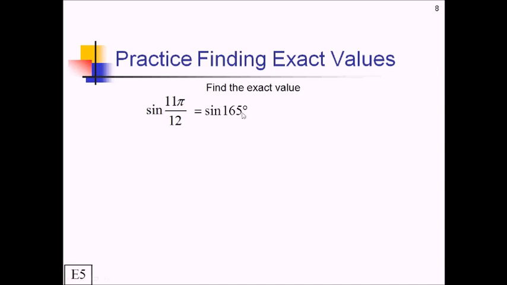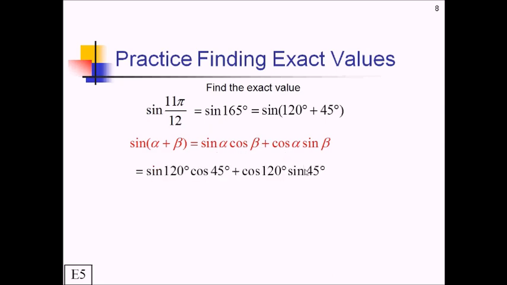And what can we split 165 up into? Again, remember we can use addition or subtraction. There's lots of options, I'm sure, but I'm going to use 120 plus 45. If you had a better idea, then feel free to use it. So for this, I need the sine sum formula, which is sine cosine plus cosine sine. So I'm going to have sine of 120 times cosine of 45 plus cosine of 120 times sine of 45.